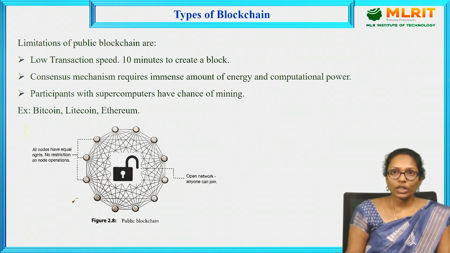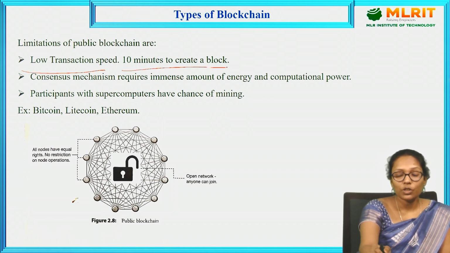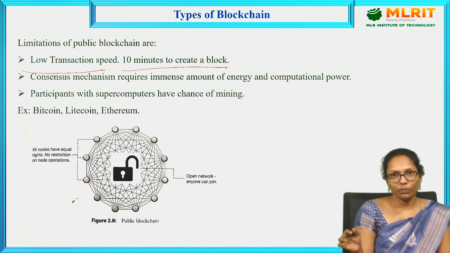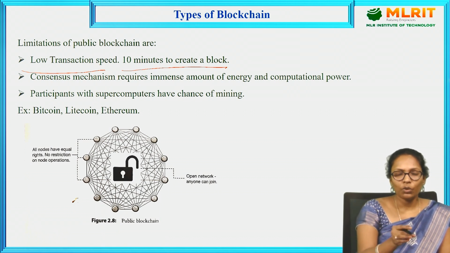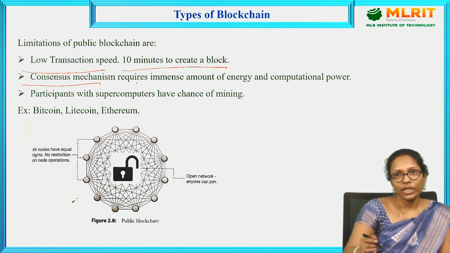So coming to the limitations of public blockchain: low transaction speed, 10 minutes to create a block. In a block, we have some set of transactions. To create a block, it will take 10 minutes. As we know, it is an older or initial technique, the public blockchain, and the consensus mechanism we are using is proof of work.